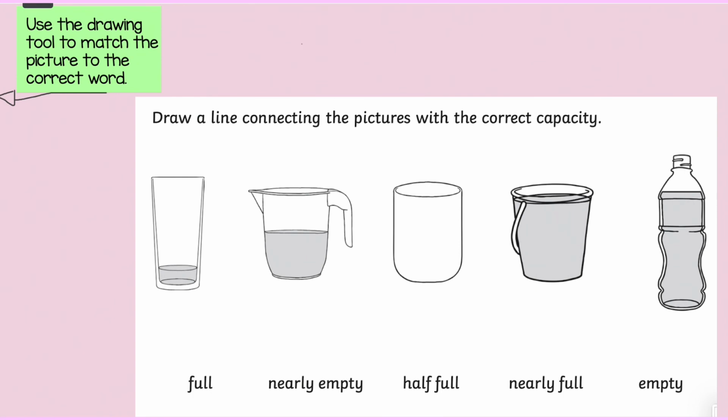And your last activity for today is you need to draw a line connecting the pictures with the correct capacity. So, not the volume that's in the picture, but the correct capacity. So this word here is full. I need to find something that has a full capacity. There we go. And then you need to go ahead and draw a line to connect the pictures for each of those.